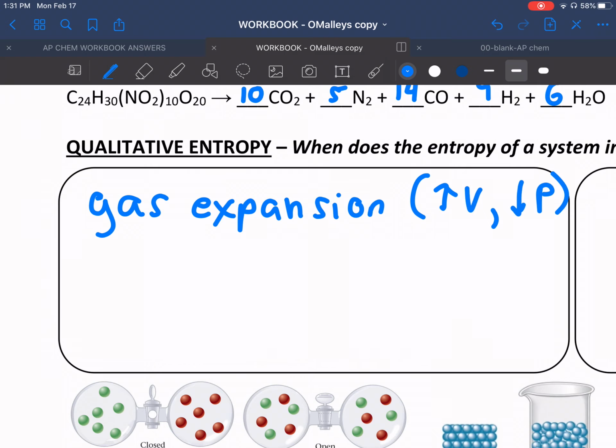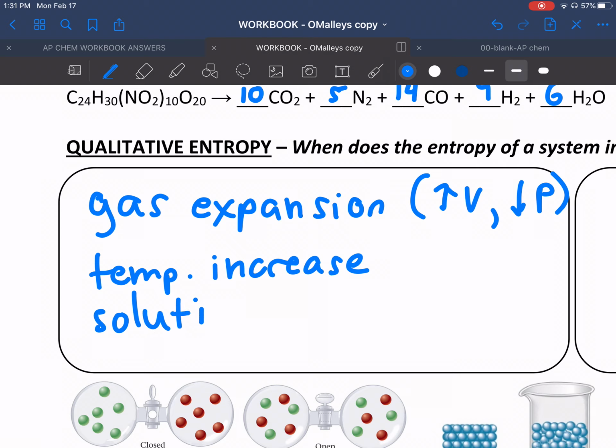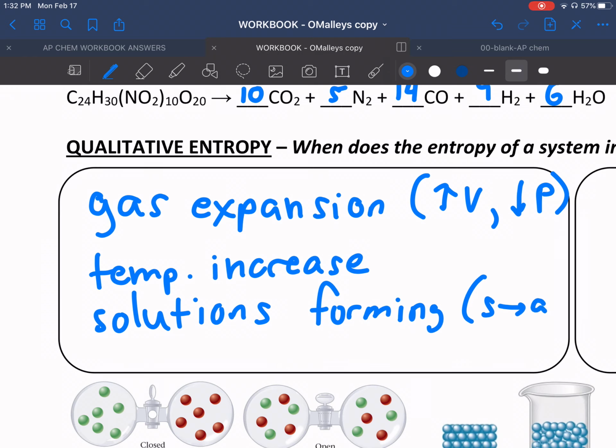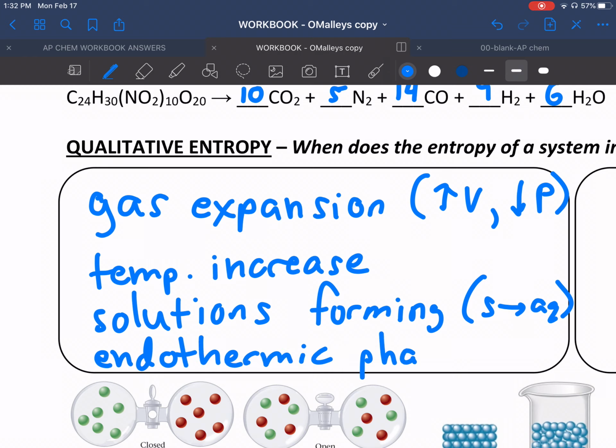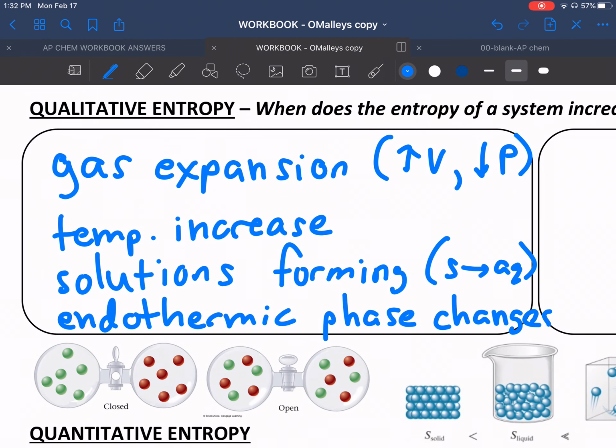These are physical changes. If you have a temperature increase, solutions forming cause an increase in entropy. In other words, solid becoming aqueous. And then any phase change that's endothermic is entropically favorable. Endothermic phase changes.